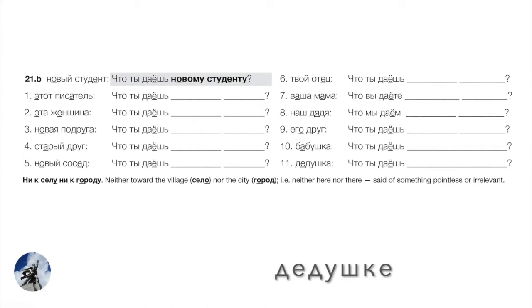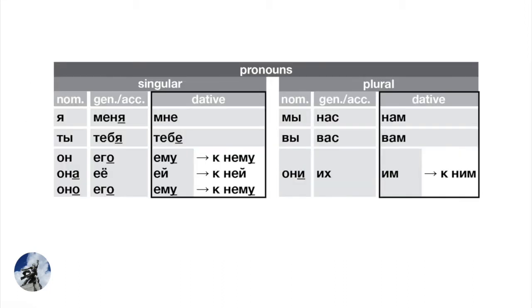Дедушке. Yeah, the little poslovica here, ни к селу, ни к городу, fairly commonly heard, actually. It means neither toward the village nor toward the city. So what does that mean? Well, it means something like neither here nor there, right? Something is pointless, it makes no sense, something of that nature.